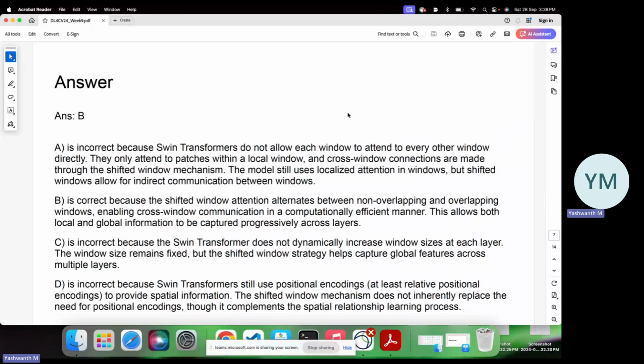Option C is incorrect because Swin transformers do not dynamically increase window sizes at each layer. The window size remains fixed, but the shifted window strategy helps capture global features across multiple layers. And D is incorrect because Swin transformers still use positional encodings to provide the spatial information. The shifted window mechanism does not inherently replace the need for positional encodings, though it complements the spatial relationships across the learning process.